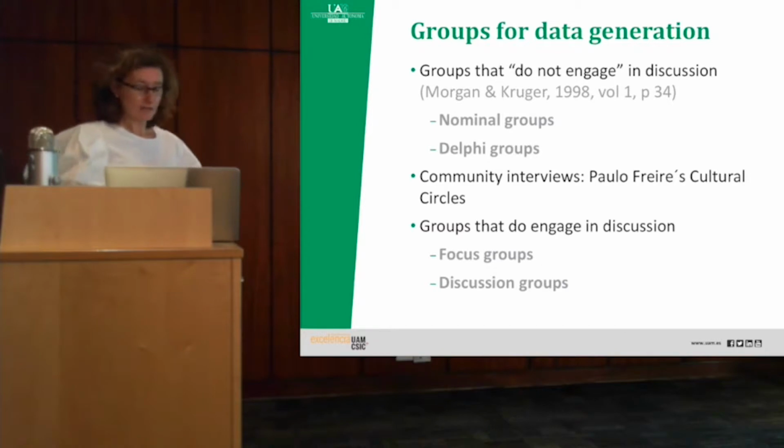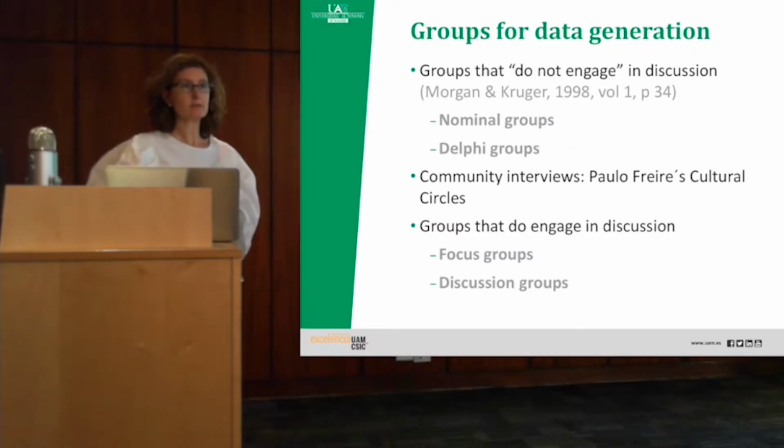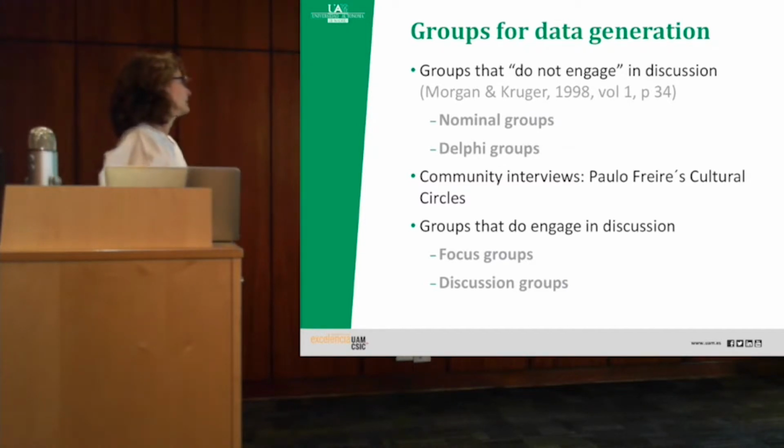I adhere to Morgan and Krueger's statement about what focus groups are and are not in their famous The Focus Group Kit. They say that focus groups are not groups that do not involve research, groups that are not focused, or groups that do not engage in discussion. So, based on this, we propose this classification of groups for data generation. Groups that do not engage in discussion, and we put here the nominal groups and the Delphi groups; community interviews that are almost in the middle; and groups that do engage in discussion, and we are talking about focus groups and discussion groups.